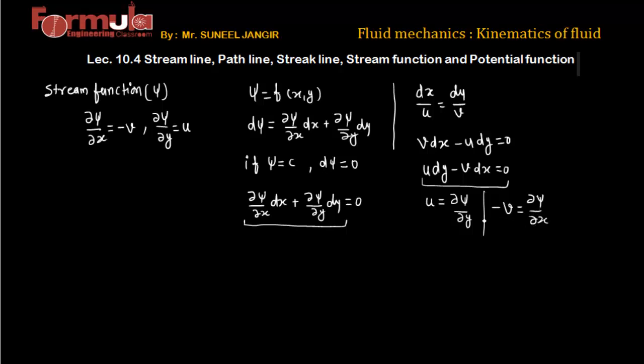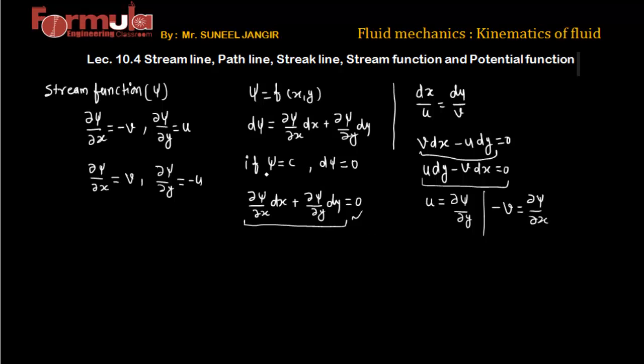I told you that some authors also write this like that: del psi by del x is v and del psi by del y is minus u. There is also no problem in this case, because when you compare this equation to this one, you will get this expression. Okay, now this is the equation basically, but what is the sense now?